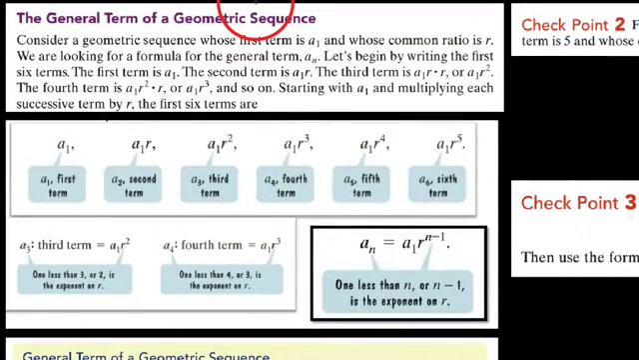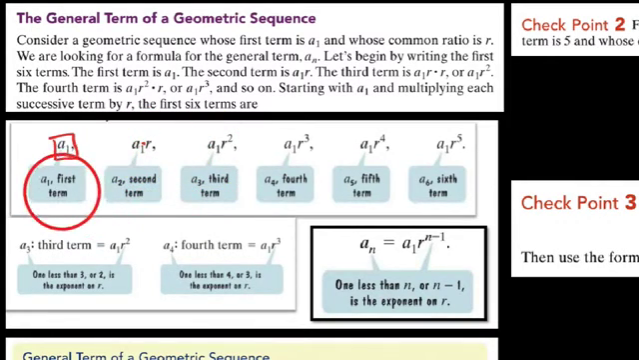Okay, YouTube, in this video we're going to be looking at the general term of a geometric sequence. In our last video we explored what a geometric sequence is. We said that it starts at its first term and is being multiplied by the same number over and over again, some non-zero number.